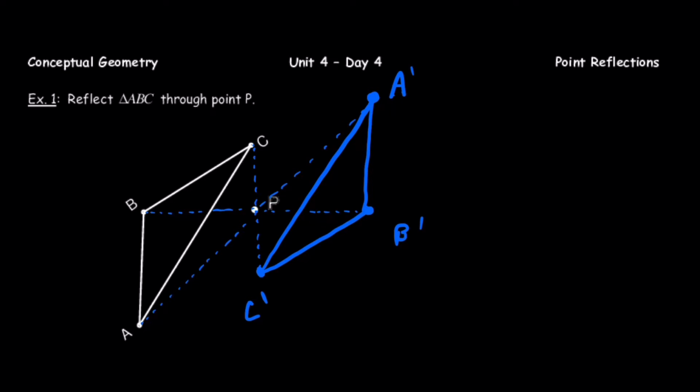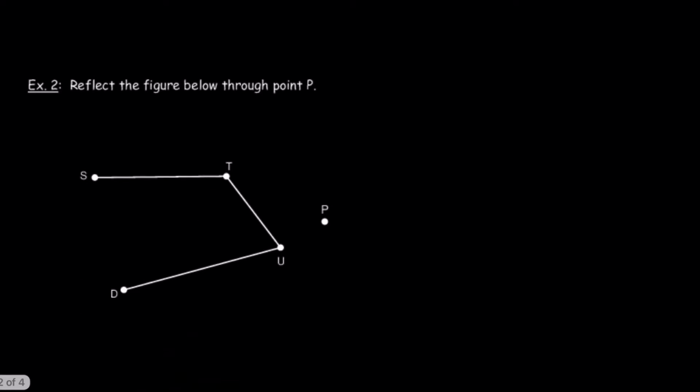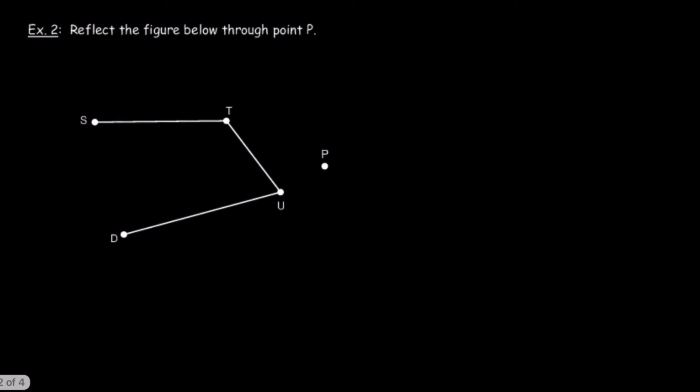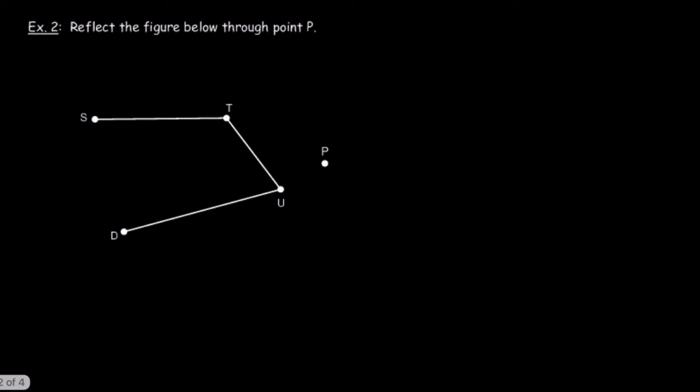All right, next example, a little bit more challenging. This one, if you have a straight edge, it might be helpful. What I want to do here is I want to take this shape, whatever you want to call this, D, U, T, S, and reflect it through point P. Well, this one's obviously going to be a little bit more complicated. We've got 4 vertices instead of 3. So I'm going to take my time here and kind of simulate using a straight edge.